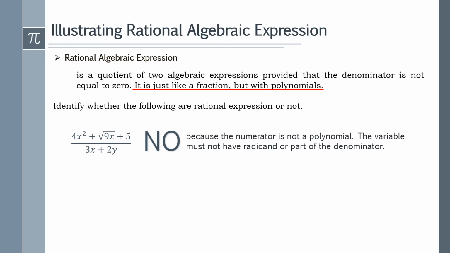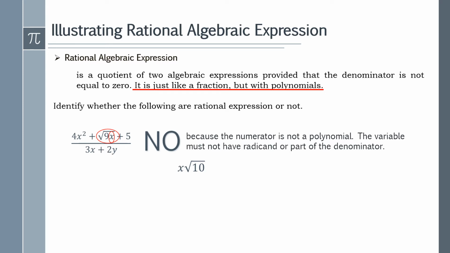The variable must not have radicand or part of the denominator. Meaning, dapat wala sa radicand yung ating variable. Hindi dapat kasama sa loob ng radical sign. Tingnan nyo yung radical sign. Okay, meaning square root of 9x. Pwedeng may radical, just like this. Diba? So, yung nasa loob ng radical natin is only number 10. Yung x nasa labas, pwede yan.